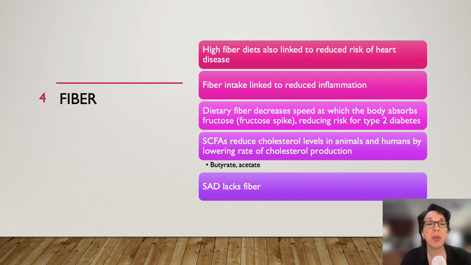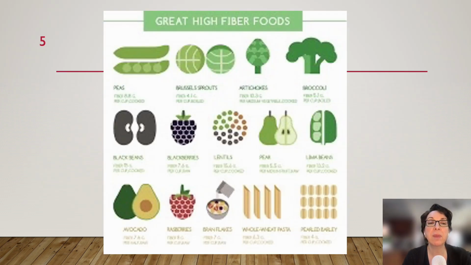And then there's fiber breakdown. Products of fiber are short chain fatty acids, or SCFAs, which reduce the cholesterol levels by lowering the rate of cholesterol production. Some of these short chain fatty acids are called butyrate and acetate. I'll go into that in subsequent slides. But one thing that you should know as a take-home point is that the standard American diet lacks fiber, and this is not good.